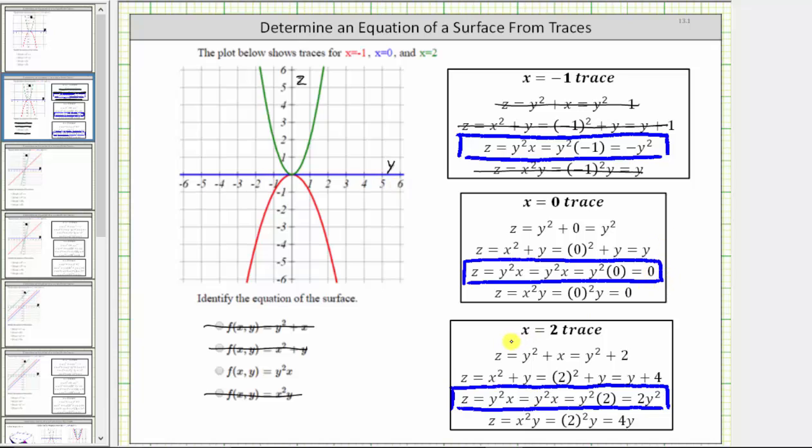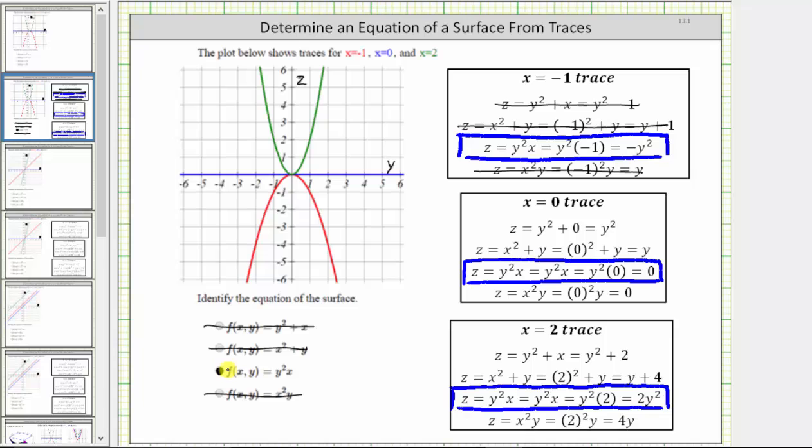And now let's check the x equals 2 trace, which is z equals 2y squared. This is a parabola that opens upward with the vertex at the origin vertically stretched by a factor of 2, which is this green parabola here. Notice when y is 1 or -1, z is positive 2, which is this point and this point on the green parabola. So this does verify these traces are from the function f of x comma y equals y squared x.